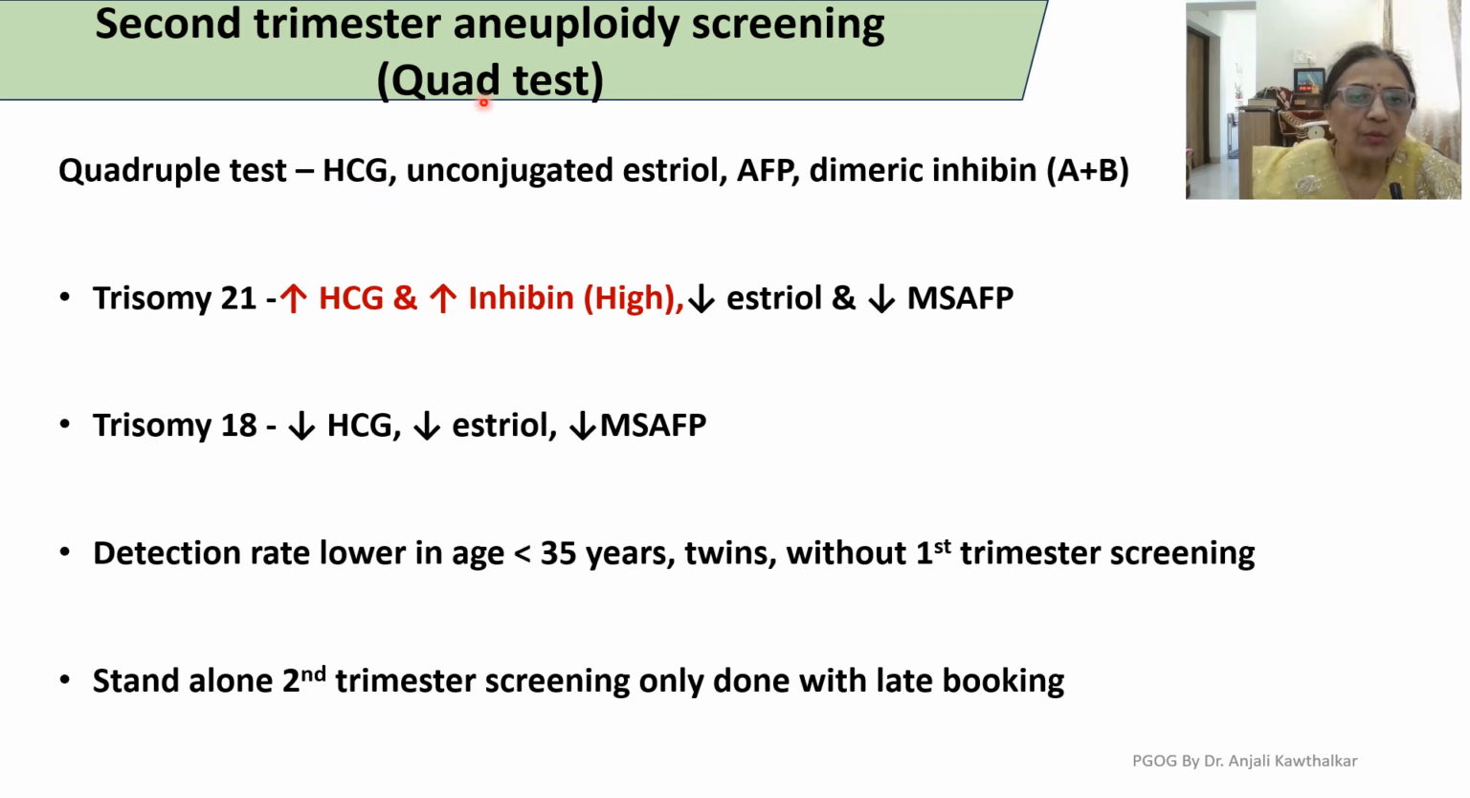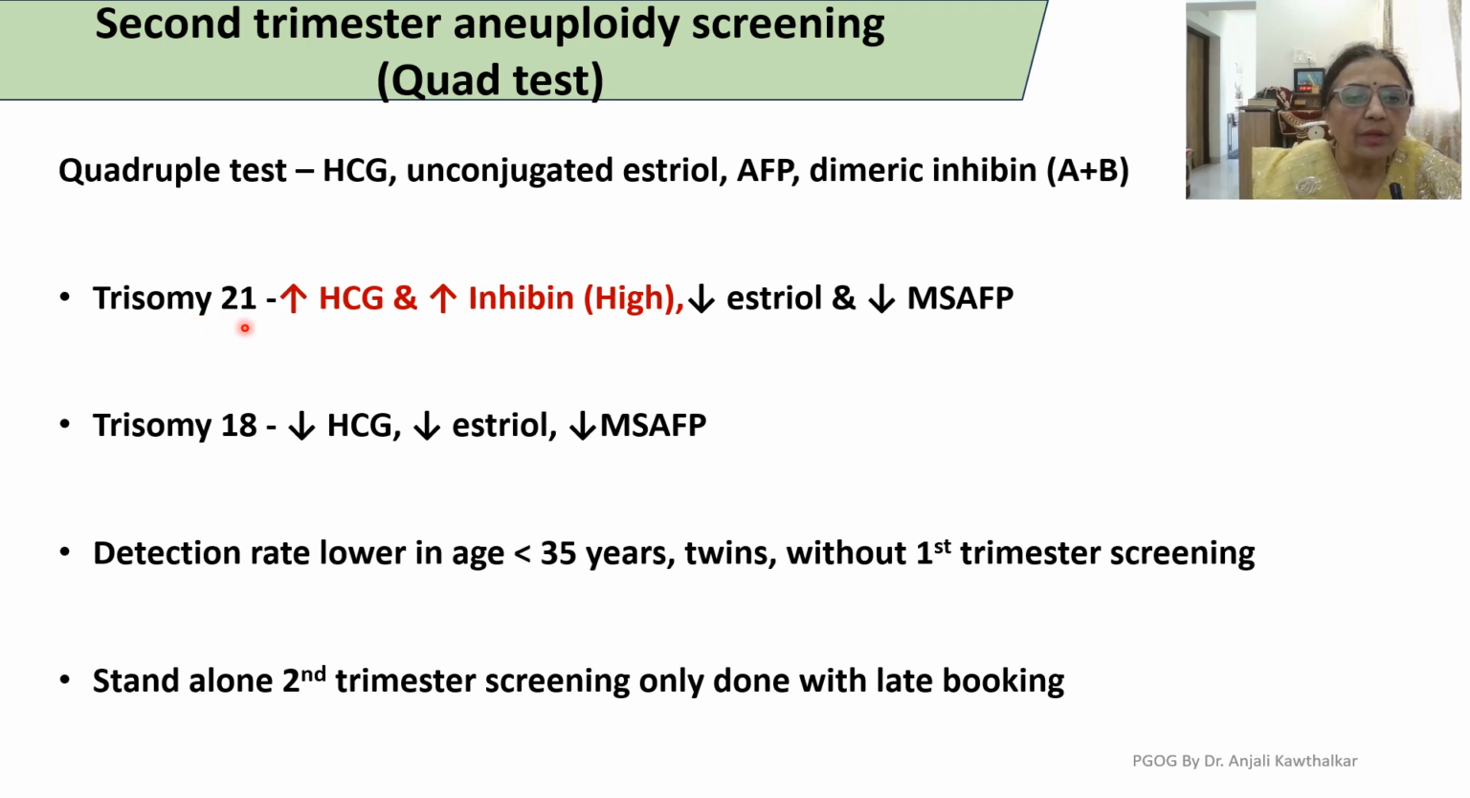Coming to second trimester aneuploidy screening, it is also called the quad test, or quadruple test, where, as the name suggests, we are measuring four chemicals. One is HCG, second is unconjugated estriol, third is alpha fetoprotein, and last is dimeric inhibin. Dimeric is where both inhibin A and inhibin B are measured together. That is why it is called dimeric inhibin.